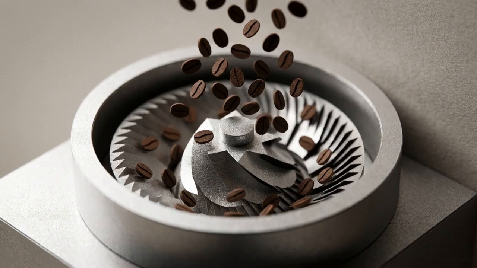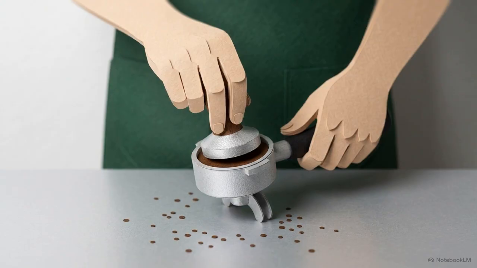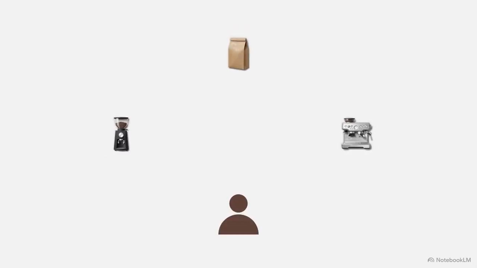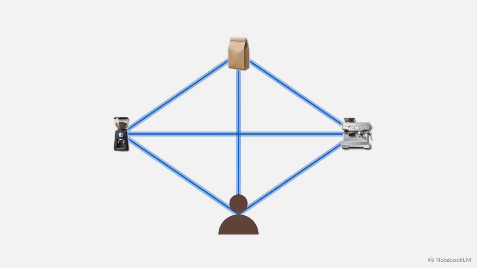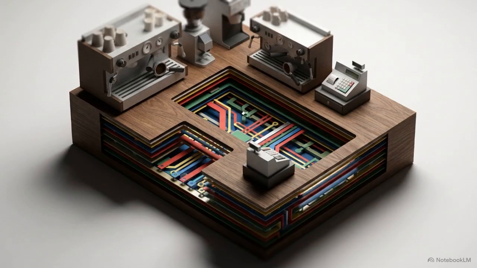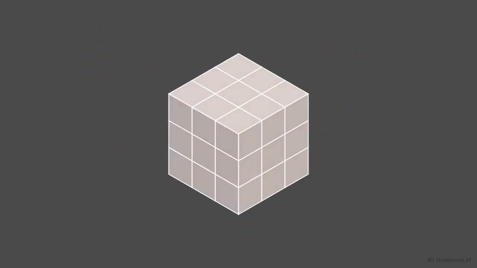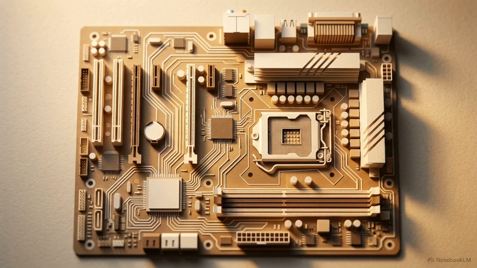You have the grinder, the espresso machine, the barista, and the beans. None of these do much on their own, but they are all linked together to serve you a drink. When we see a team of parts working as a single unit like this, we call it a system. Formally, it's a collection of components organized so we recognize them as one entity. A computer works on this exact same logic.